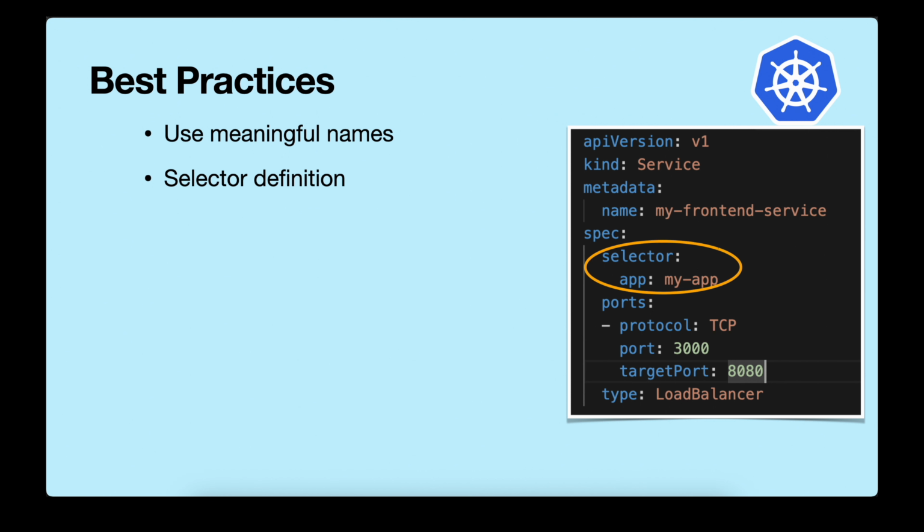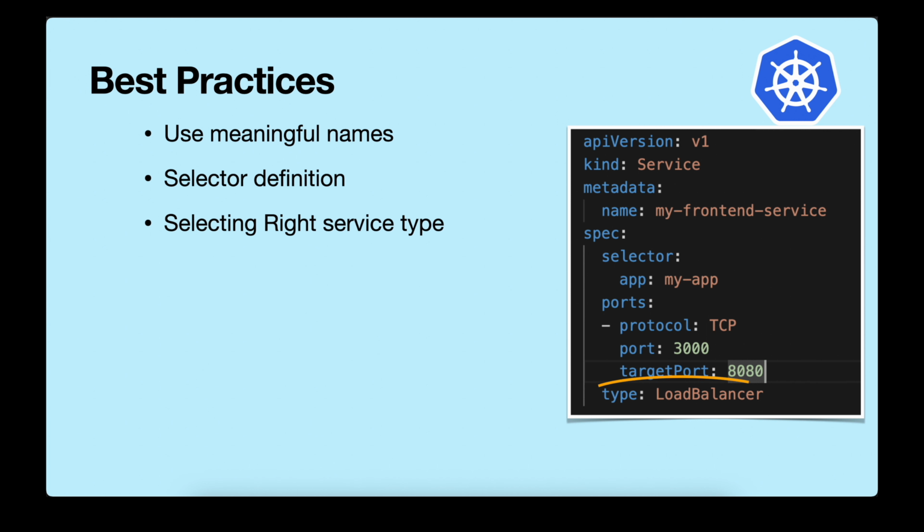Selector definition. Use labels to target specific pods for each service. Ensure your selectors accurately match the pods you intend to expose. Choosing the right service type is equally important. As we have just discussed, cluster IP is only accessible inside the cluster, so it can be used for backend services. Node port will expose worker nodes to public access, so even this has limitations, and it is okay for simple applications but not for production.